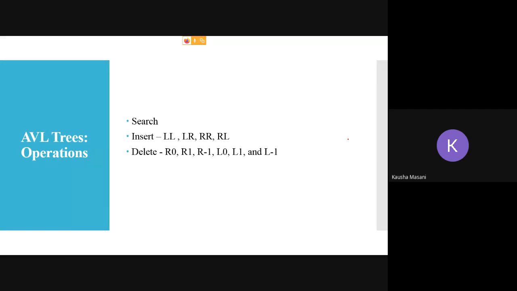LL means left rotation. LR means left right rotation. RR means right rotation and RL means right left rotation, and all these rotations depend upon where exactly you are getting the imbalance. We are going to see this. I don't know which girl student of mine asked, but here is the answer: how we are going to balance this. We are going to balance with these rotations: LL rotation, LR rotation, RR rotation and RL rotation.